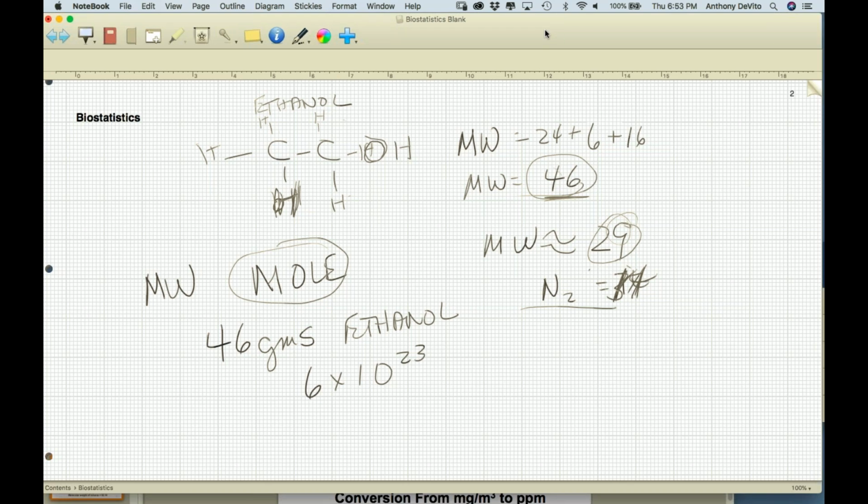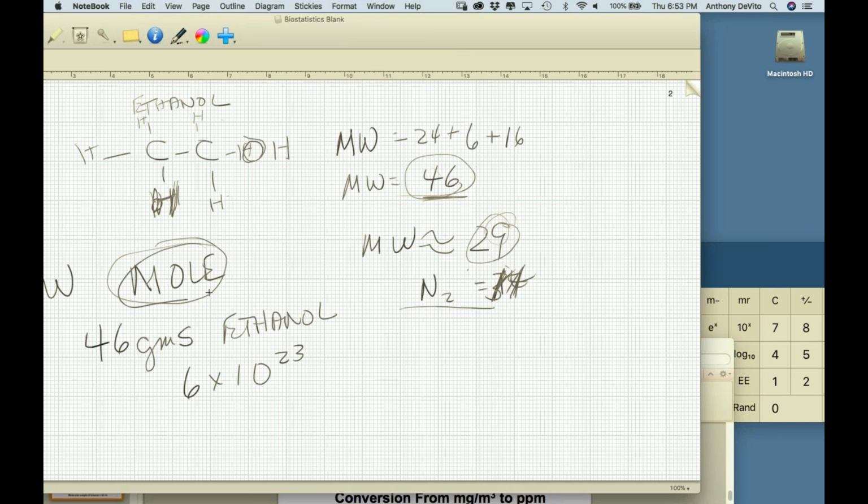There's another thing that's important to note about what a mole is. And a mole at standard temperature and pressure occupies 22.4 liters of space, right? So if I have a cubic meter of air, how many liters of air is a cubic meter again? It's 1,000 liters, right? Okay.